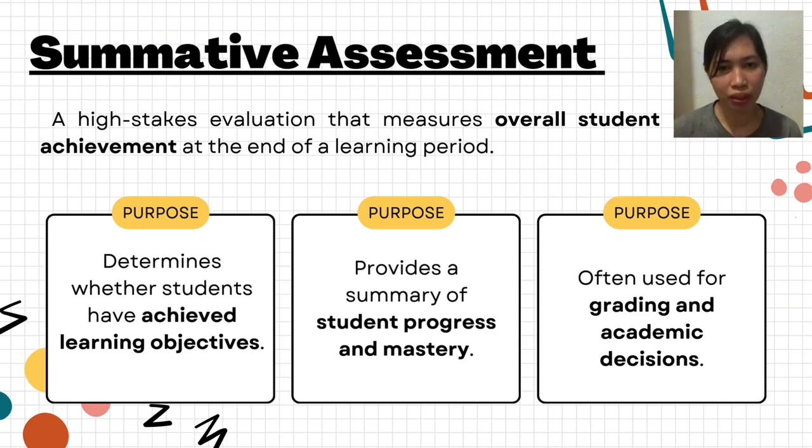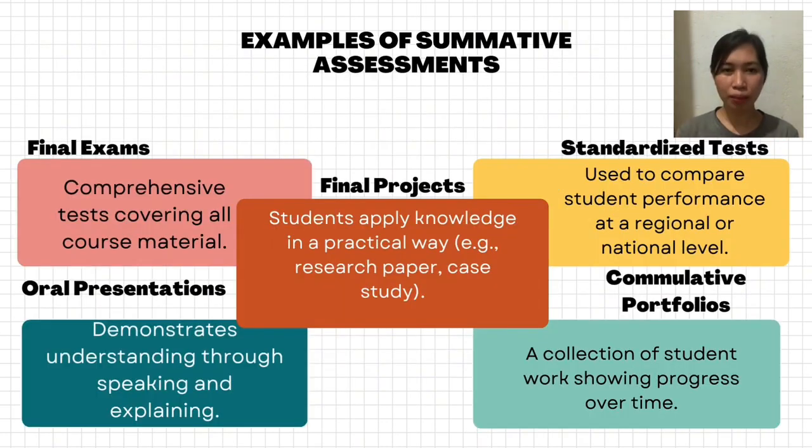This type of assessment is also used to determine grades and make academic decisions like passing a student to the next grade level or identifying who needs extra support. Summative assessment examples. 1. Final exam. This is a big test given at the end of a course that covers everything students have learned. It checks if students remember and understand all the important lessons.